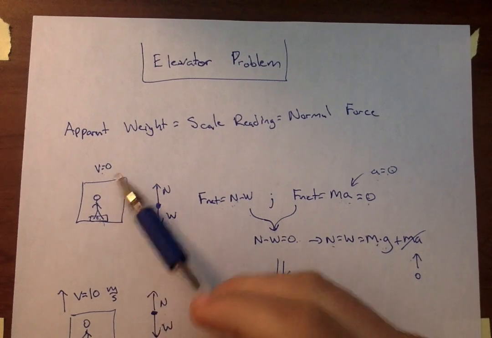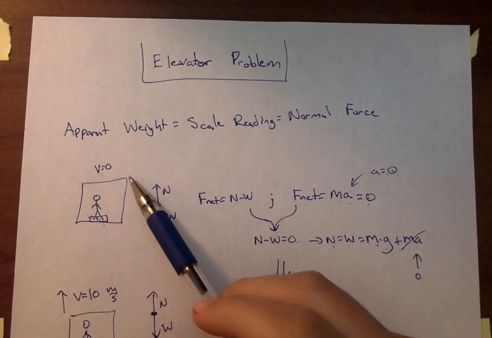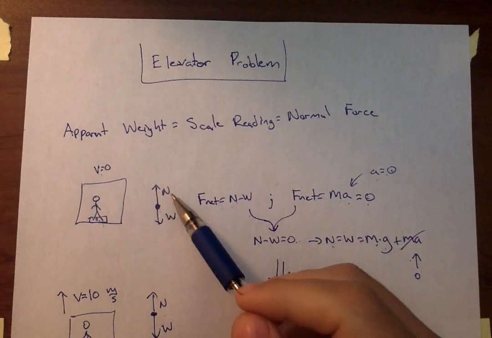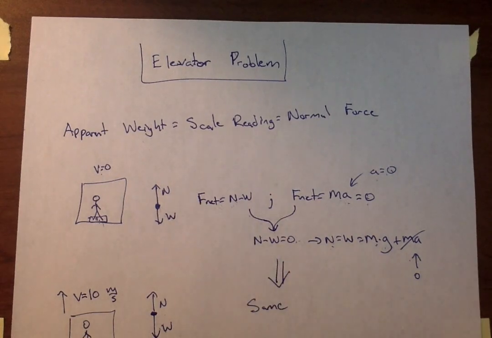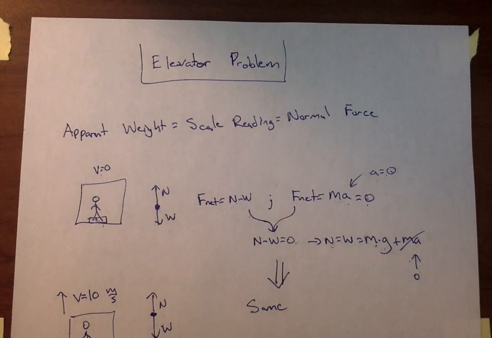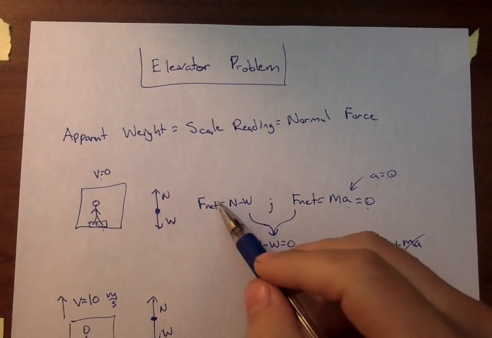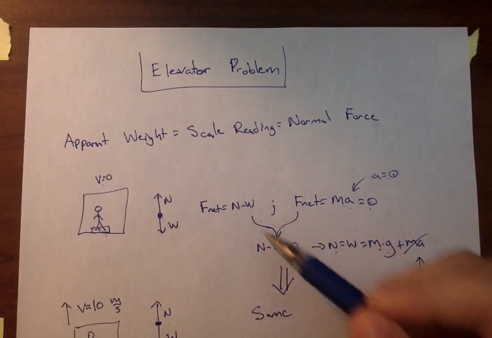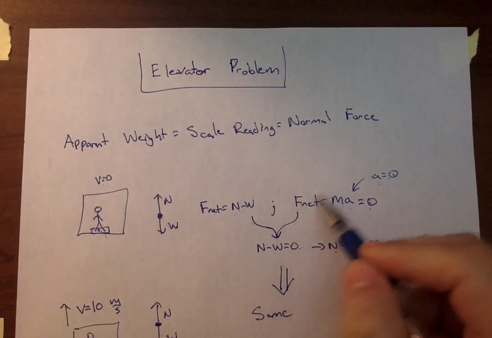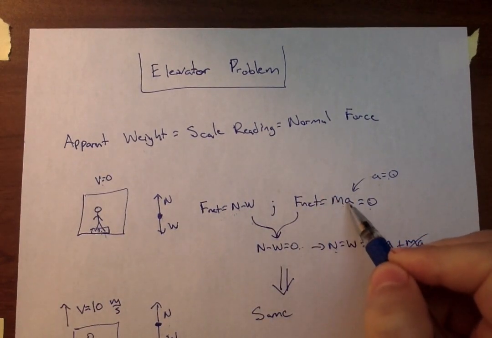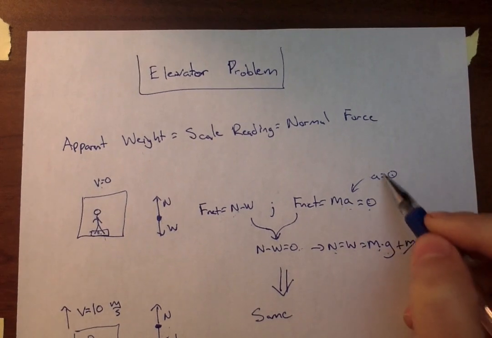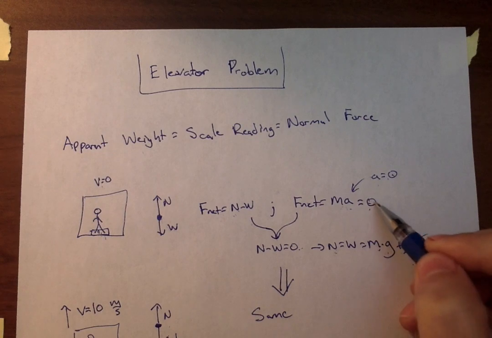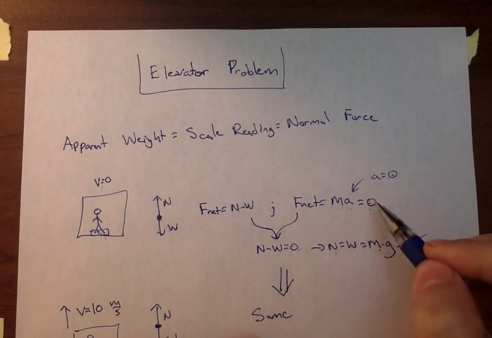So the first example is a stationary elevator, V equals 0. We are going to draw our free body diagram, only two forces, normal force up, weight going down, and you're going to see that this same free body diagram is going to be used in every situation. So F net from our free body diagram, N positive because it's going up, W minus because it's going down, and we also have F net is equal to ma from Newton's second law. In this case, we're actually going to be applying Newton's first law, which is when acceleration is equal to 0, which is going to tell you that net force is equal to 0.